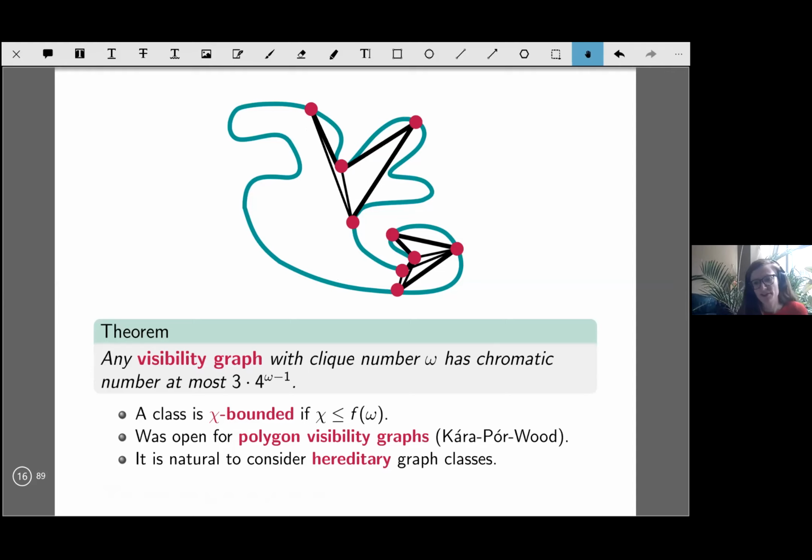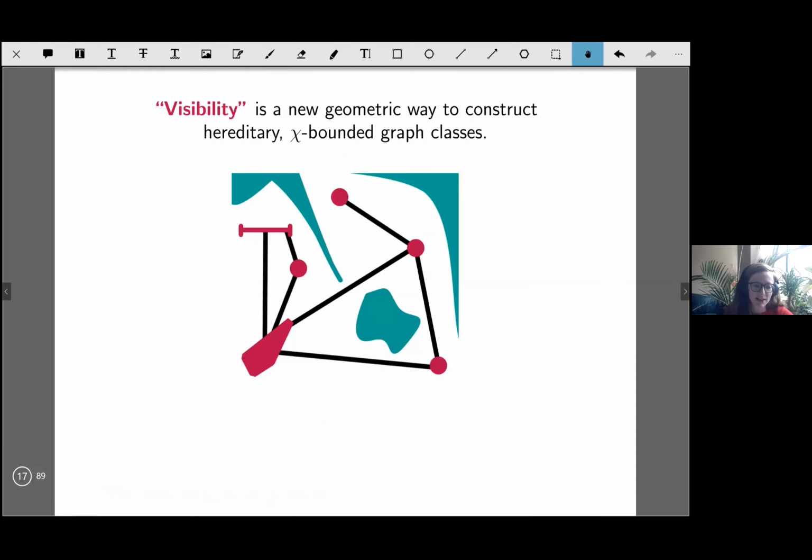So this class that we're considering is really naturally the hereditary closure of these polygon visibility graphs. I want to talk about the main reasons why we're interested in this theorem. The first reason has to do with chi-boundedness, which is a really classical concept in graph theory.